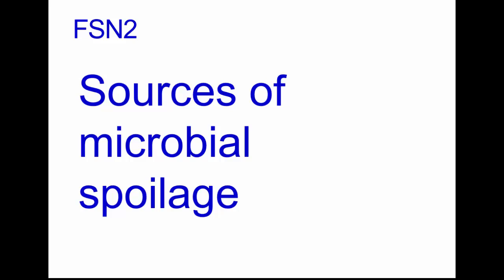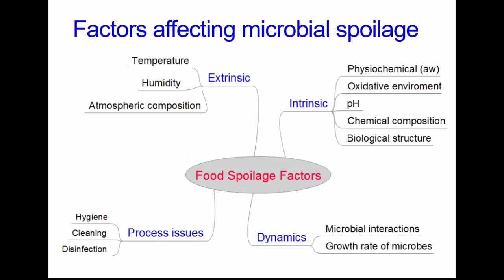Okay, so sources of microbial. I've got this in twice. There should be factors affecting microbial spoilage. Ignore the previous slide. Again, some definitions here. Extrinsic means factors outside the food itself. For example, the temperature at which a food is stored is an extrinsic factor. Intrinsic factors are those associated with the food itself. So, for example, its water activity or its pH.